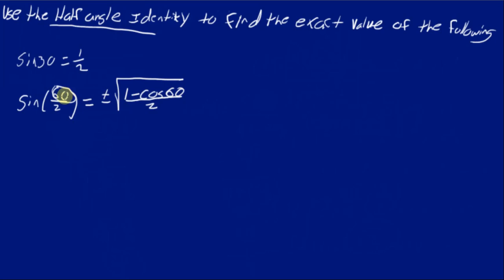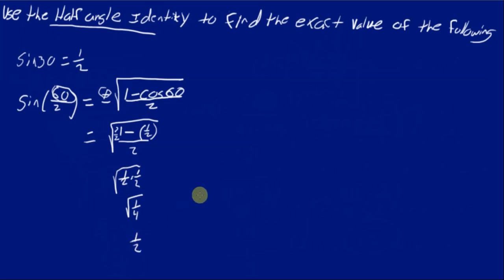And we're taking the sine of 60 divided by 2, so that's in the first quadrant, so we're dealing with the positive here. So that's plus the square root of 1 minus the cosine of 60. The cosine of 60 is 1/2, and we're going to divide this by 2. So that's 2 over 2, so 2 minus 1 is 1 over 2, divided by 2, or times 1/2. So that's the square root of 1 over 4, which is 1/2.